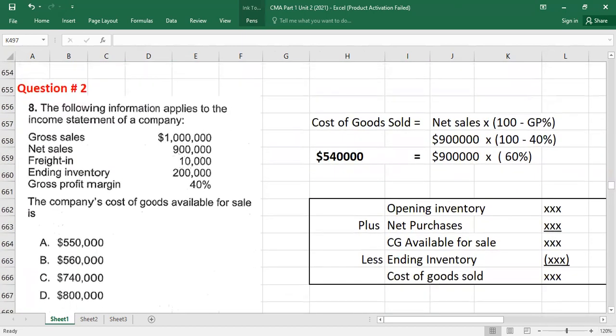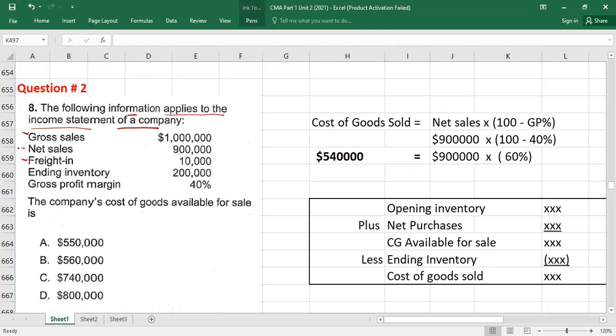Let's have some exam kind of question. This could be there, like this type of question. For example, here we have the information about the question. The following information applies to the income statement of a company. What we have here? We have gross sales. Then we have net sales. Gross means total. Net means after deduction of returns.